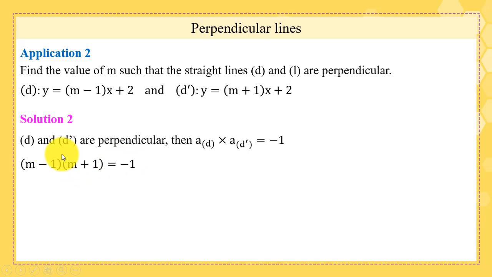Apply the rule (a minus b) times (a plus b) equals a squared minus b squared. m squared minus 1 is equal to -1. Thus m squared equals 0, and so m equals 0. Here we say that if m equals 0, then the straight lines D and D prime are perpendicular.